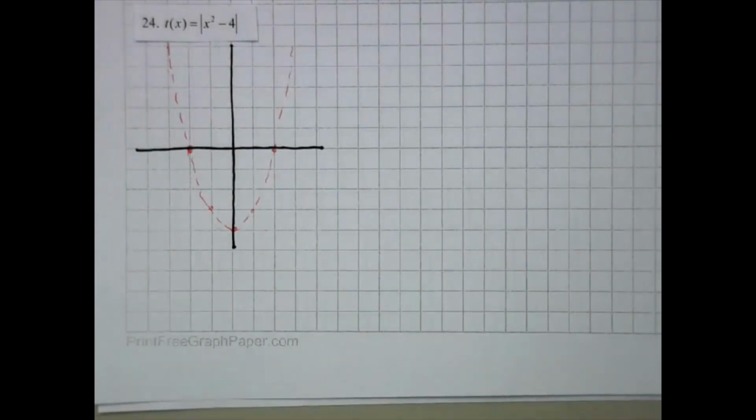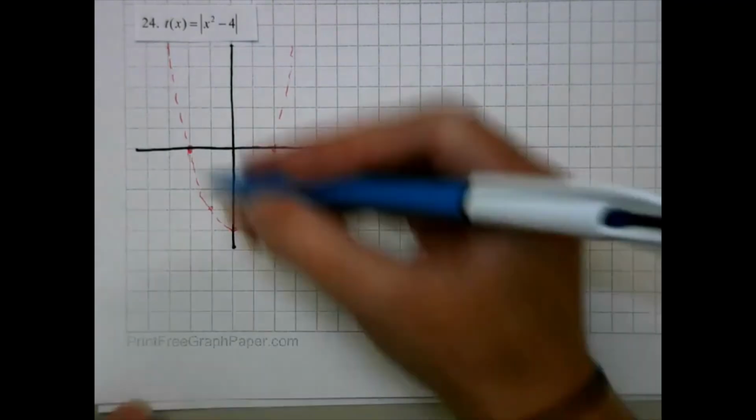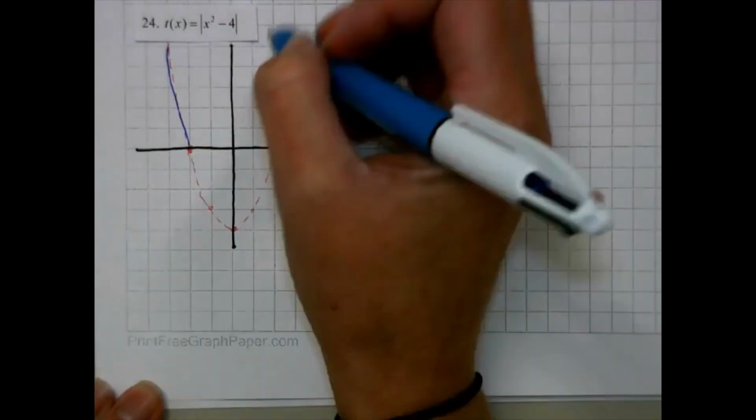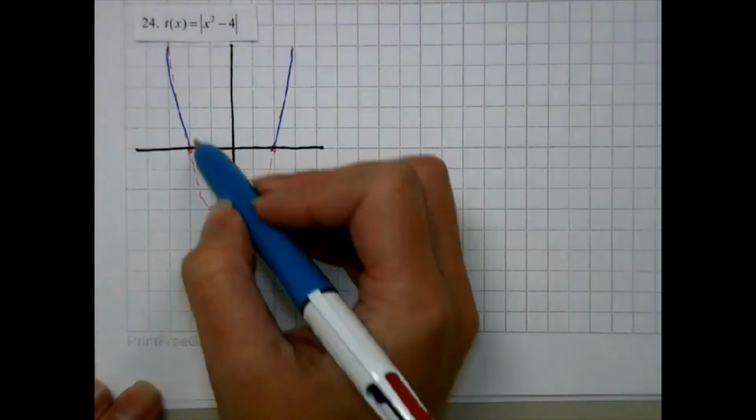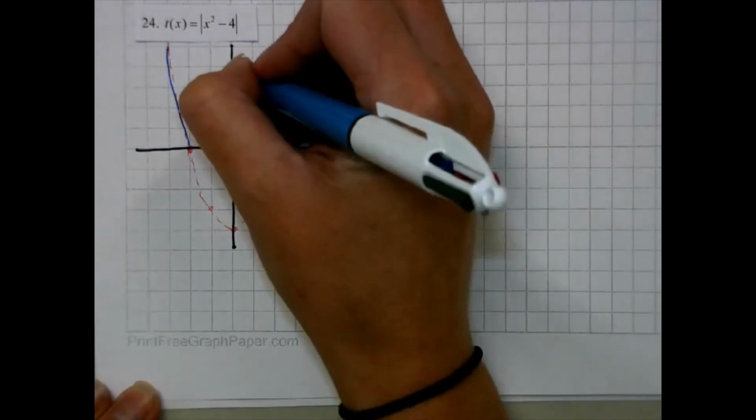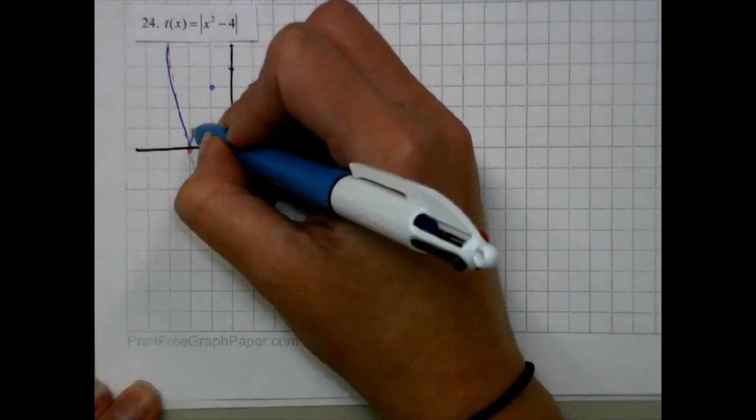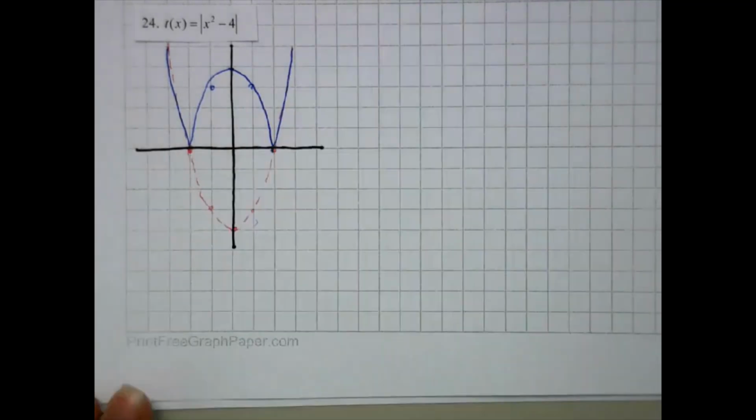So we have this graph, and I'm just doing a dotted line. Okay, but then we're taking the absolute value of that. So this part of the graph is going to stay the same, and this part of the graph is going to stay the same. This part is going to get bounced up. Like that.